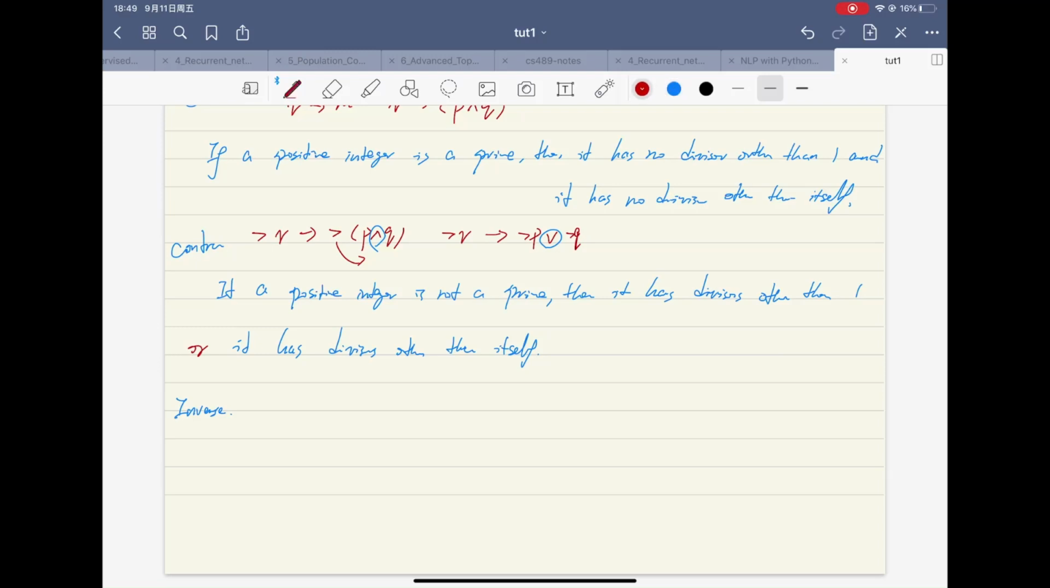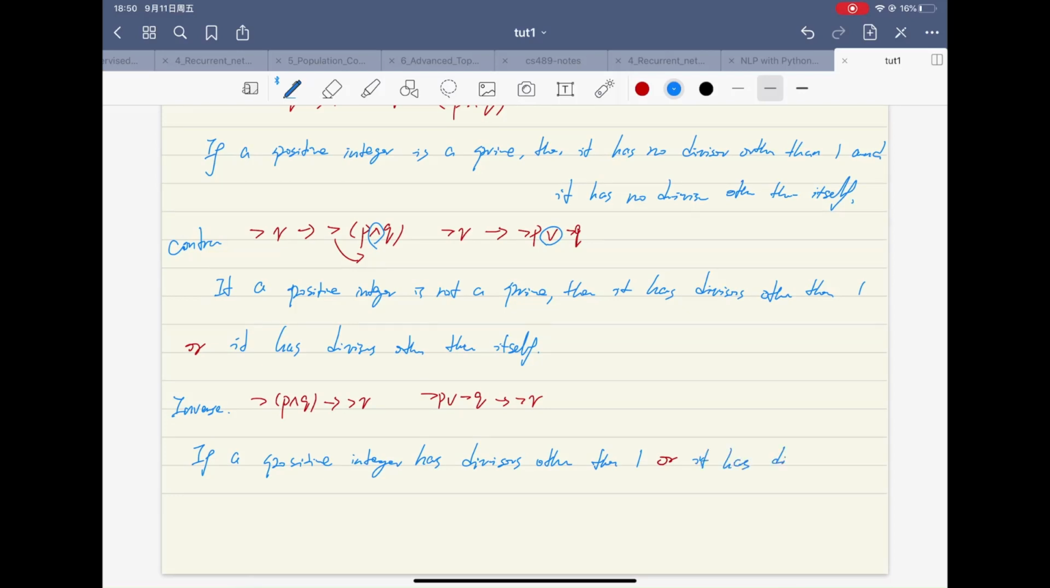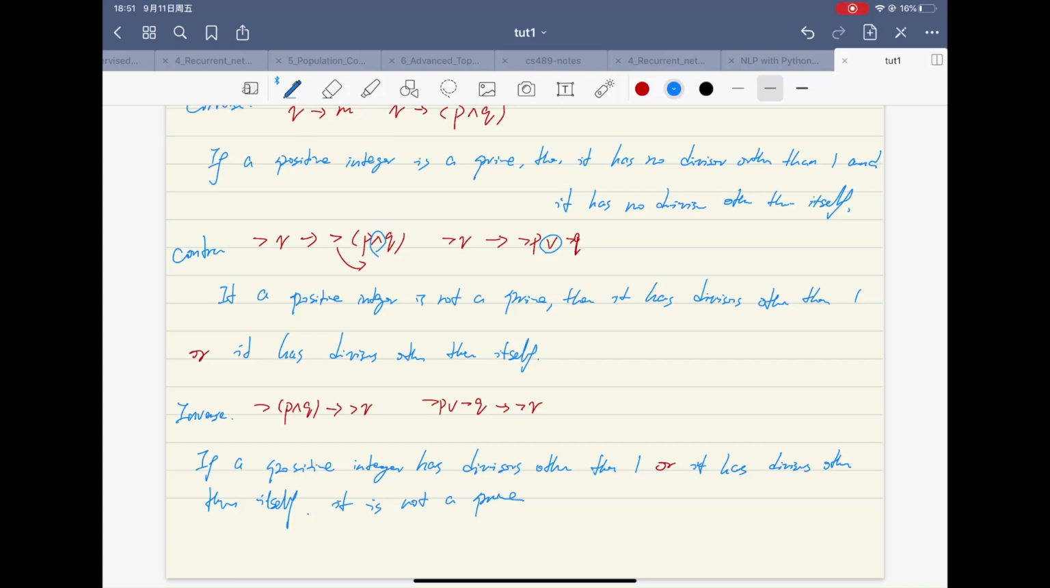Inverse is not P implies not Q, right? In this case, just not (P and Q) implies not R. So we have not P or not Q implies not R. So we have, if a positive integer has a divisor other than 1, or it has divisors other than itself, it is not a prime. And it's not that difficult than we expect, right?